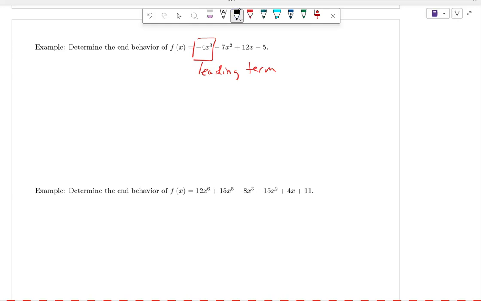Is the degree even or odd? Odd, right? So do the tails point the same direction or do the tails point in opposite directions? Opposite. Good. Okay. I'll write that down. You don't have to write this down every time, but I'm going to. Degree odd, your tails point in opposite directions.